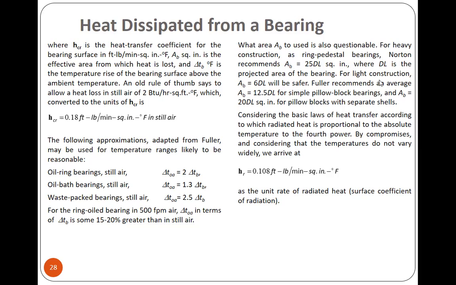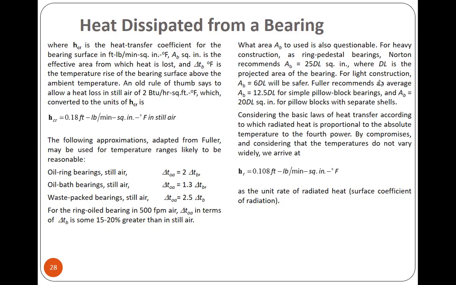Note si Norton, hindi yan yung gumawa ng antivirus. Ano ba sa design yun? Sa mga bearing. Hindi yan si Norton yung antivirus. Matagal na yan si Norton. So for light construction, A sub B is equal to 6DL will be safer. Fuller recommends an average A sub B is 12.5 DL for simple pillow block bearing, and A sub B is 20 DL square inch for pillow block bearings with separate shells.